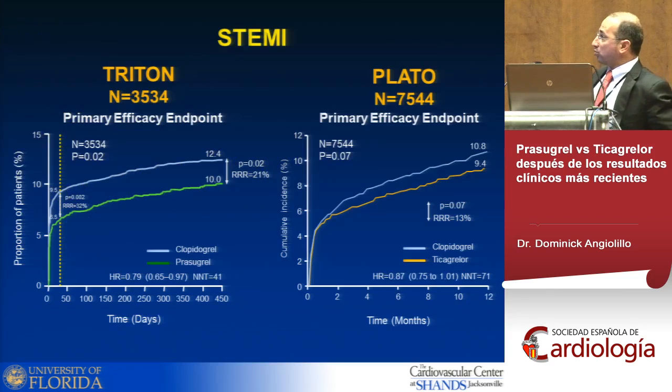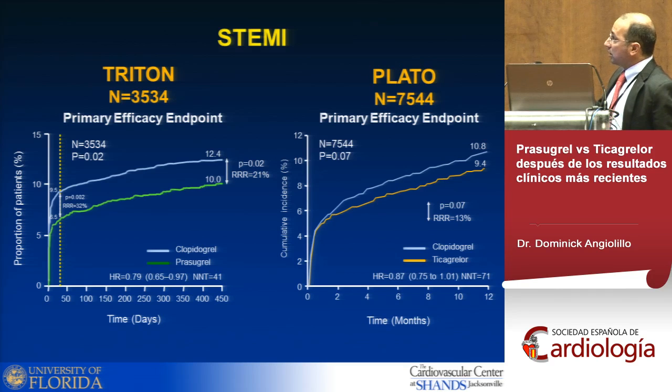So let's start off with primary PCI, with STEMI. Here you see the data from the two trials. With PLATO, over 7,000 patients with a primary PCI. You see that at 1 year, there's a relative risk reduction of 13% with a p-value of 0.07, which was consistent with the overall trial results. So we should not consider this p-value as negative. It's consistent with the overall trial results. But what was interesting with the trial is that there was a delay in the separation of the curves, which took at least 2 months in the STEMI cohort.